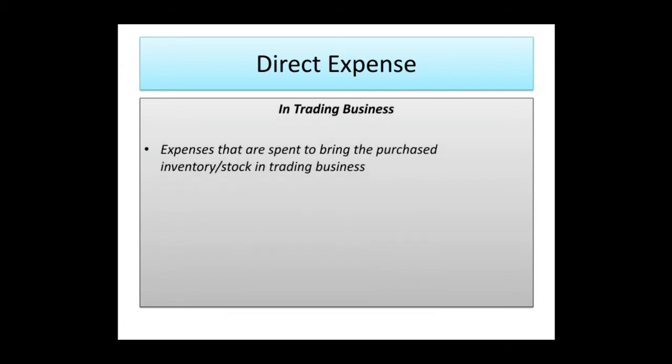Now we see the definition of direct expense. We can classify direct expenses into two categories. First, we will look in trading business what is meant by direct expense, and then in manufacturing business what are the direct expenses. So in trading business, direct expenses are those which are spent to bring the purchase of inventory in trading business.